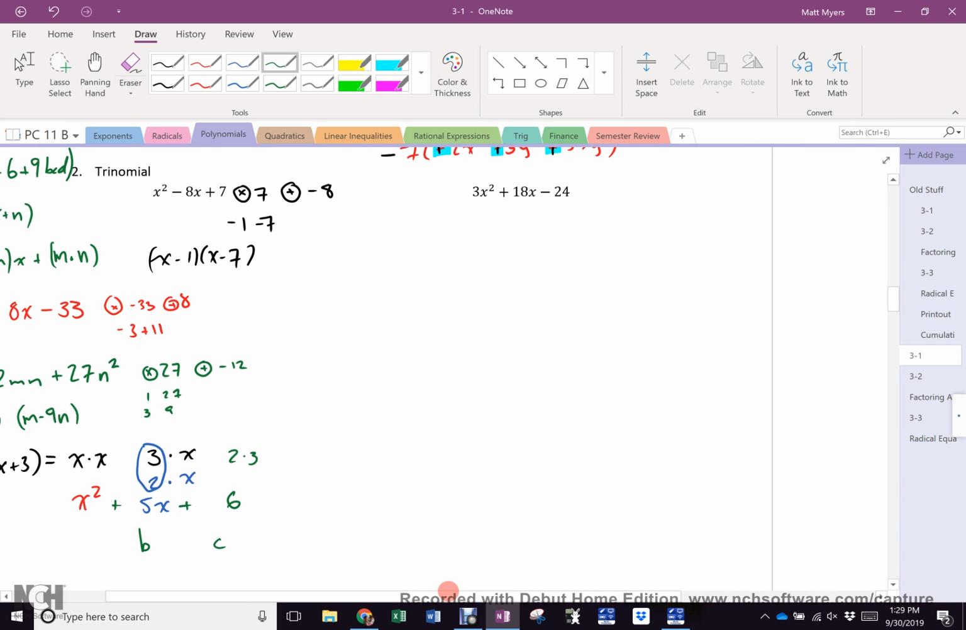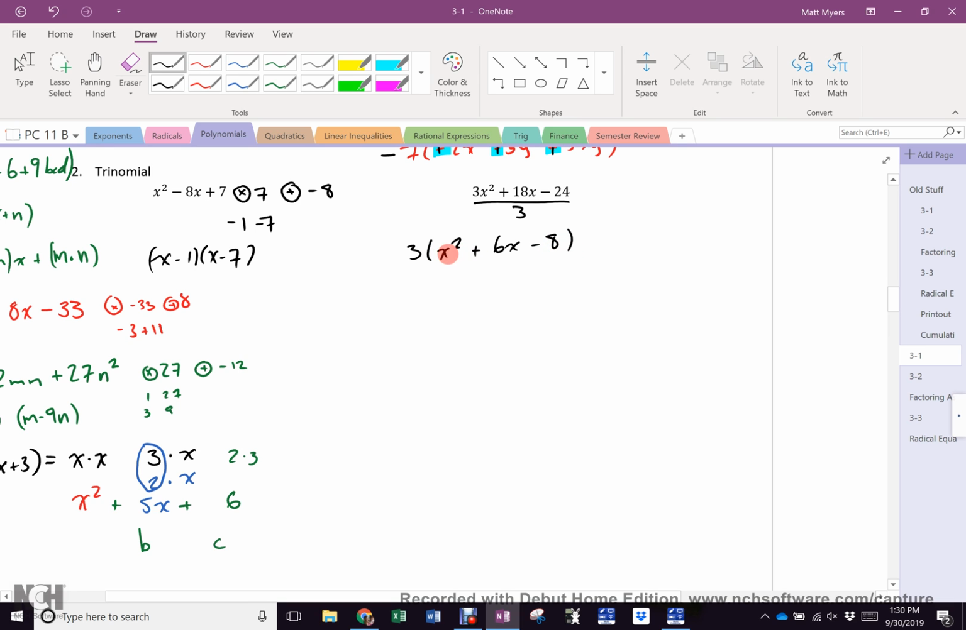What's weird here? I don't like that 3, so I want to get rid of it. And it just so happens that 3 is also a GCF. So out will come 3. 3x squared plus 6x minus 8, right?